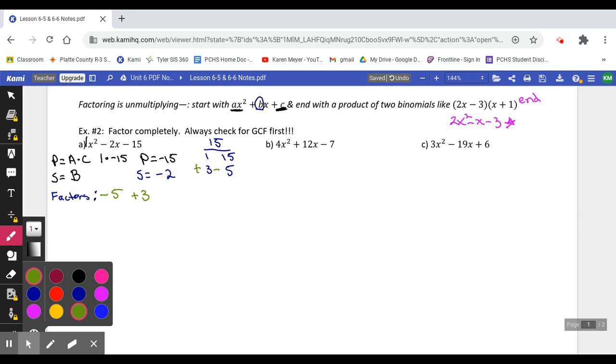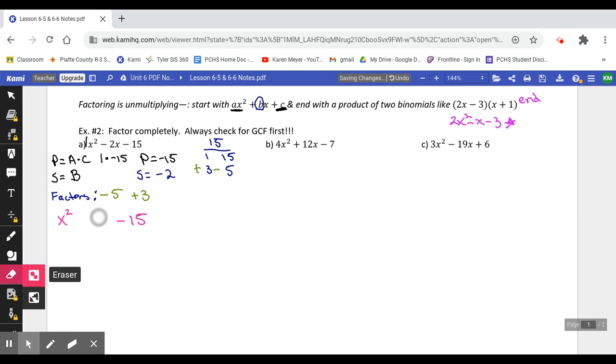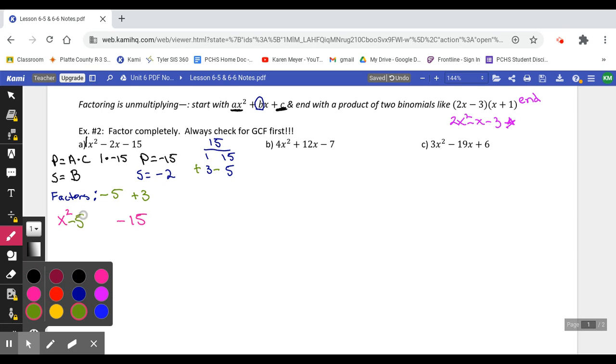Okay, once we have the factors picked, we're going to go to the original problem, and we have x squared minus 2x minus 15. That was my original problem. What we're going to do is take out the b, the middle term, and replace it with the two factors. So one of my factors was negative 5. Now the middle term has an x with it, so make sure you put an x there. And my other factor was positive 3. Because won't negative 5x plus 3x give me negative 2x?